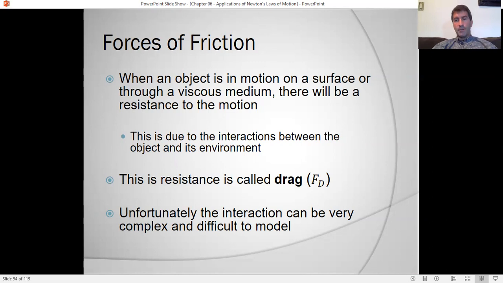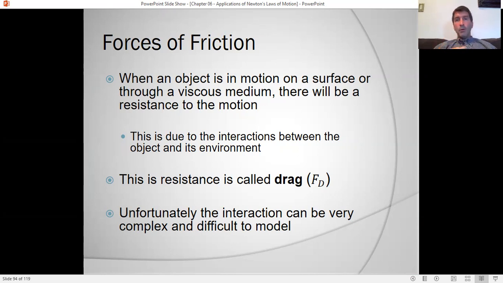And we briefly talked about it with planes. The biggest takeaway from this is drag is very, very difficult to model. We can model surface friction very easily because we just say, what's the normal force? What's the coefficient of friction? Is it stationary, static? Is it moving, kinetic? That's fine.